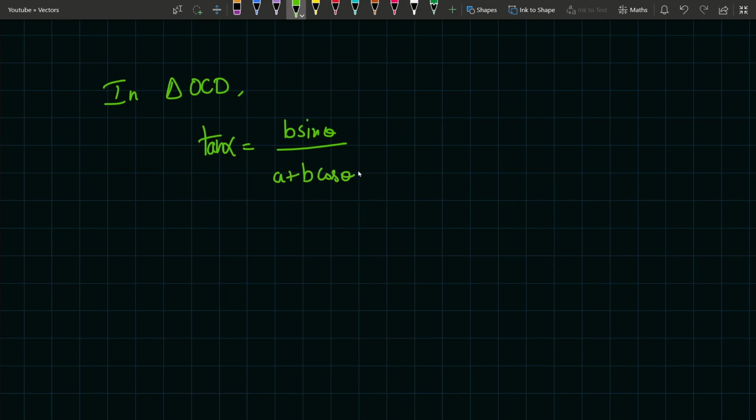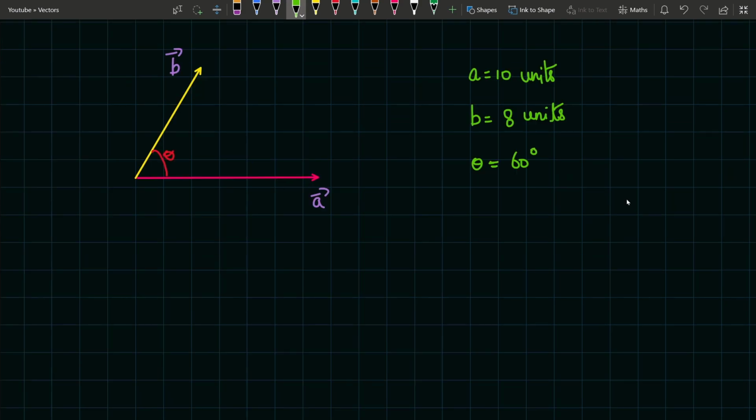So here also, to find the direction of the resultant vector, that is alpha, we only need A, B and the angle between them, theta. That's it. So if I know the magnitudes of the two vectors and the angle between them, I can find the magnitude of the resultant vector as well as the direction of the resultant vector. Very simple. Now let's see an example. Let us have two vectors A and B, and I have given the magnitude of A and magnitude of B here, and the angle between them, let it be 60 degrees.